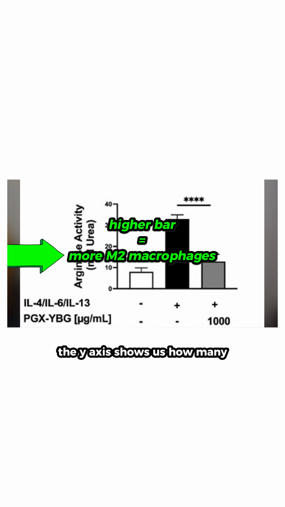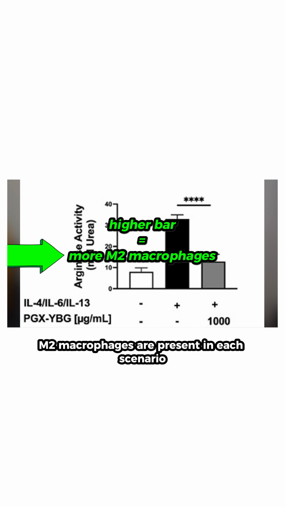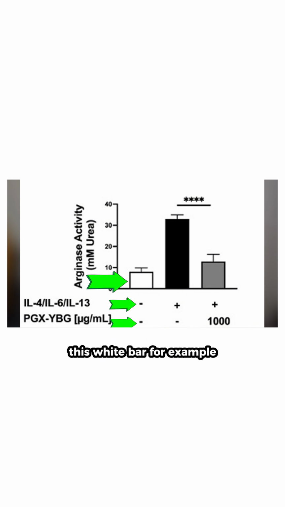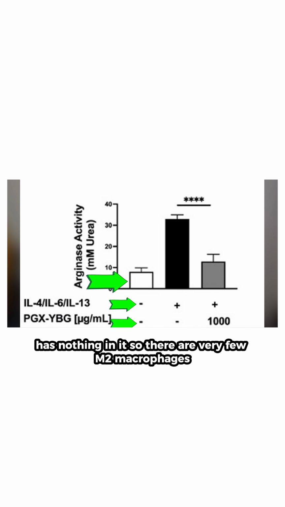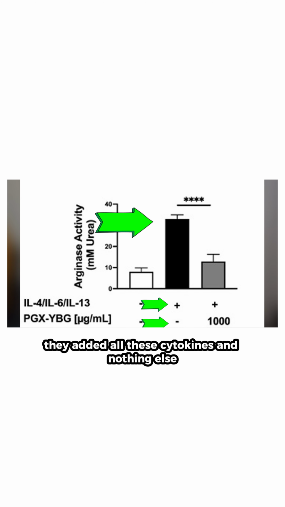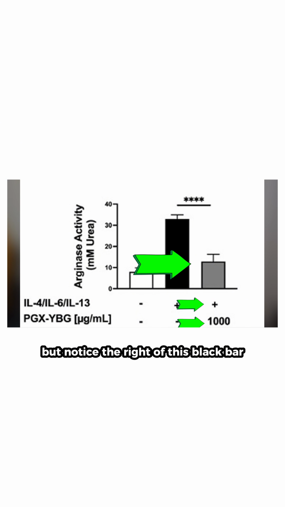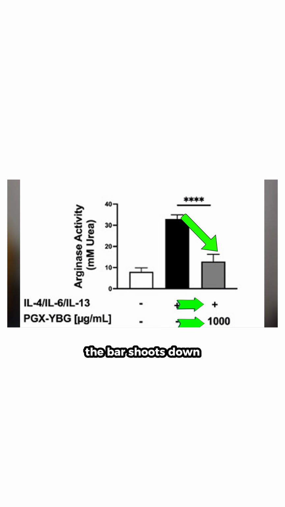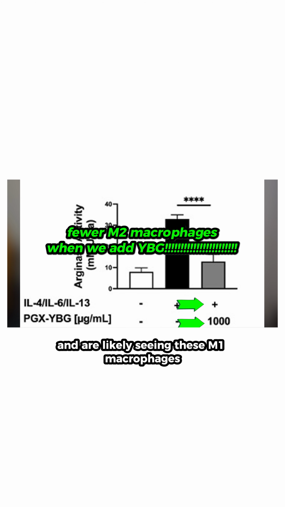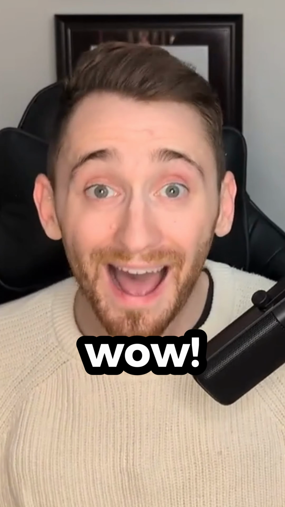The y-axis shows us how many M2 macrophages are present in each scenario. The higher the bar, the more M2. This white bar, for example, has nothing in it, so there are very few M2 macrophages. The black bar is the opposite. They added all of these cytokines and nothing else, so we can see that there are a lot of M2 macrophages. But notice the right of this black bar. After we add PGXYBG, the bar shoots down, meaning that we get way fewer M2 macrophages and are likely seeing these M1 macrophages. Wow!